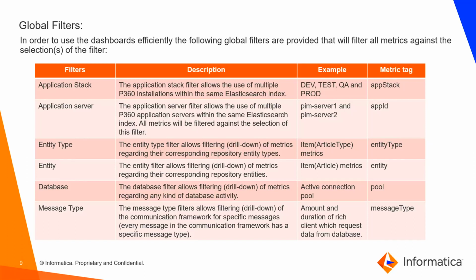The database filter allows filtering of metrics regarding any kind of database activity, that is active connection pools, and the metric tag used is pool. The message type filter allows filtering of the communication framework for specific messages, that is the amount and duration of each client which requests data from the database. The default metric tag used is message type.